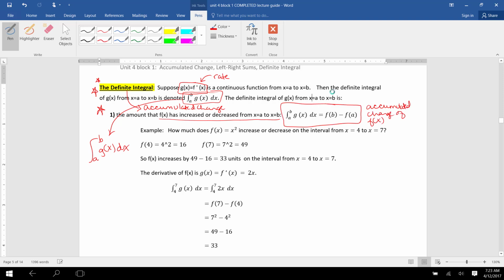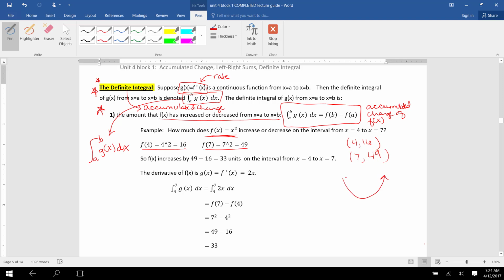Okay, so this may look very complicated to you at first, but let's come down here and look at an example. One thing I may ask is how much does f of x equals x squared increase or decrease on the interval from x equals 4 to x equals 7? So we have a function f of x equals x squared, and we want to know how much it goes up or down from x equals 4 to 7. To figure that out, we could plug in x is 4 to the function. We get 4 comma 16. So it goes through 4 comma 16. And we plug in 7, we get 7 comma 49.